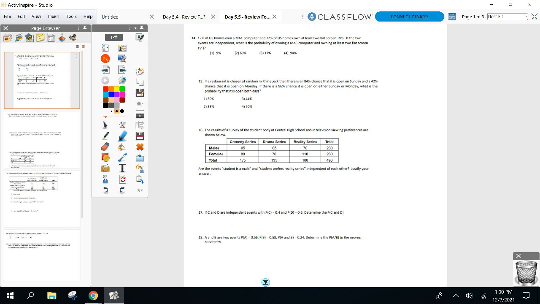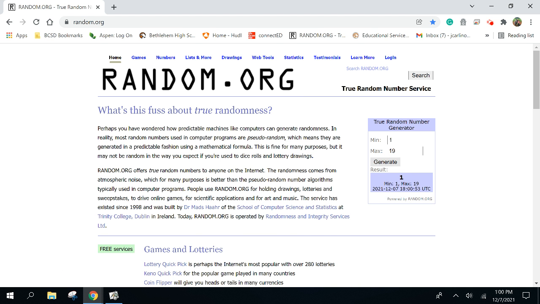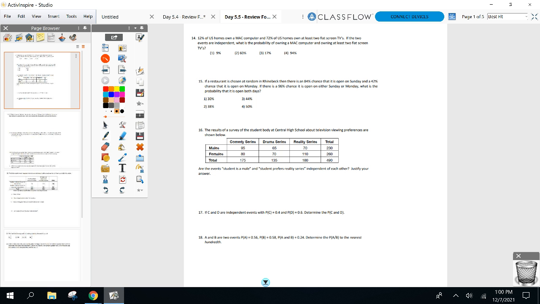All right, again, this one's not bad at all, if you know what they're asking, though. We got to know what we're asking. Read through the problem again. Is it an "or" or a "given" problem here? Maddie, what am I looking at? It's an "and" problem: what's the probability of owning a Mac and owning 2 flat screens? No table, so I have to use the formula. A and B is equal to the probability of A times the probability of B.